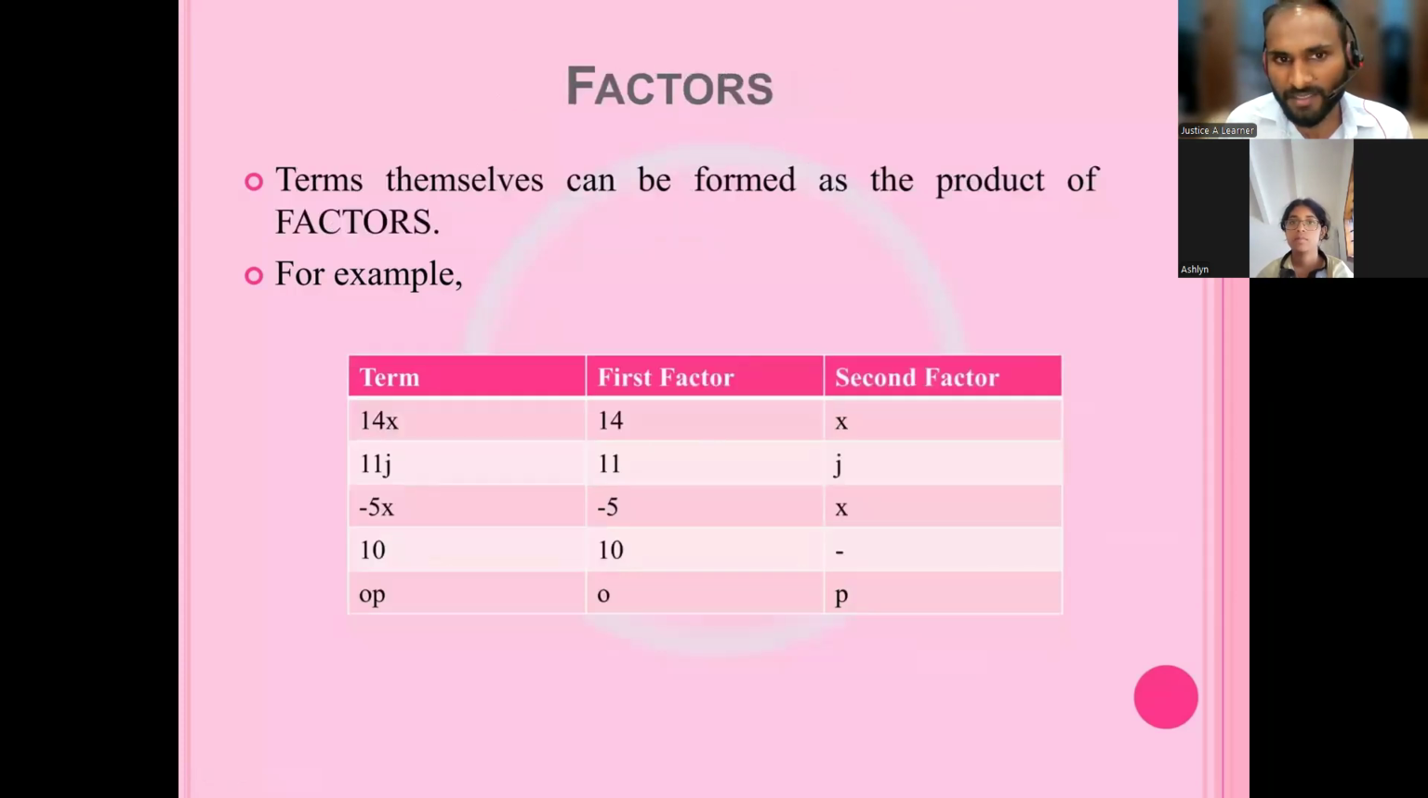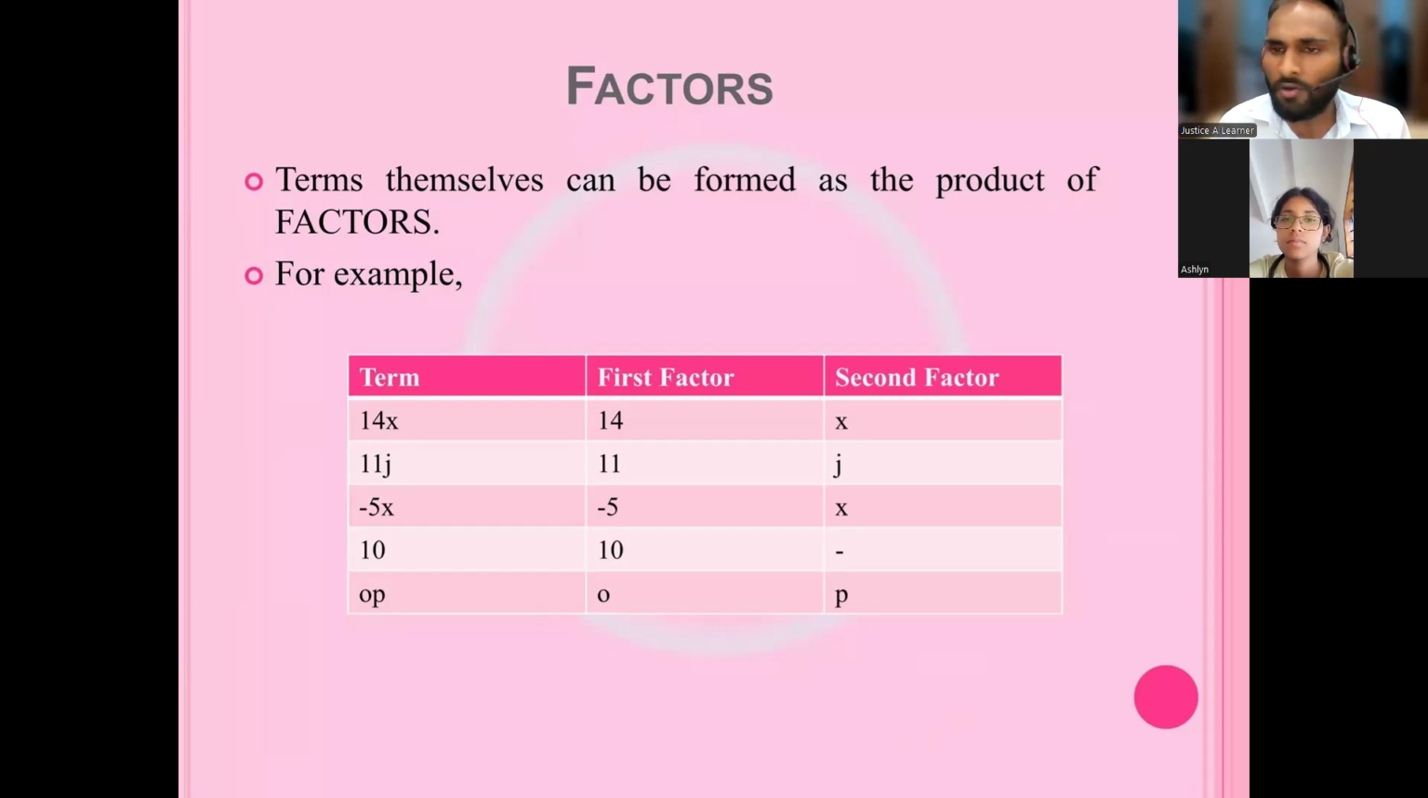Now coming to the part of factors. Here you can judge in both ways, literal terms and numerical terms. The terms themselves can be formed as the product of factors. For example, 14x has 14 as the first factor and x as the second factor. So this does not have that differentiation, where you would only extract numerical data and not literal data, that is the variable. So the earlier example you were giving for a coefficient, here you can give that example. I guess you were confusing between both, right?